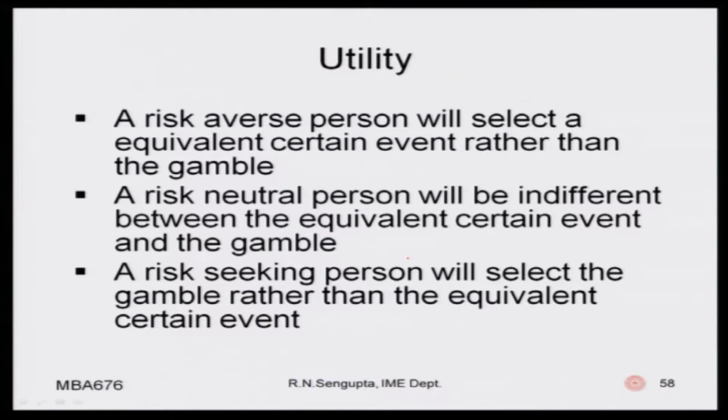A risk neutral person is indifferent between them, and a risk seeker would select the gamble, where the certain equivalent is not that important, because he or she analyzes a situation where the outcome is more based on the probabilistic one, and thinks of the outcome when the value is much higher.